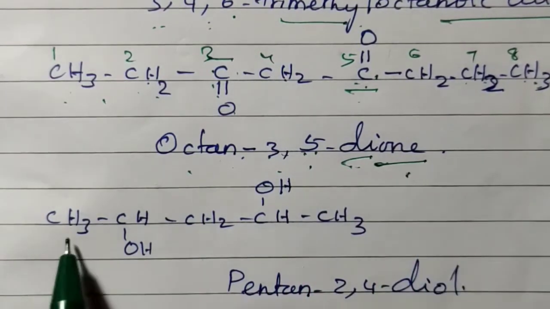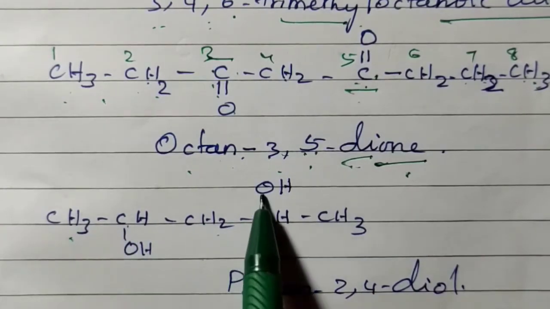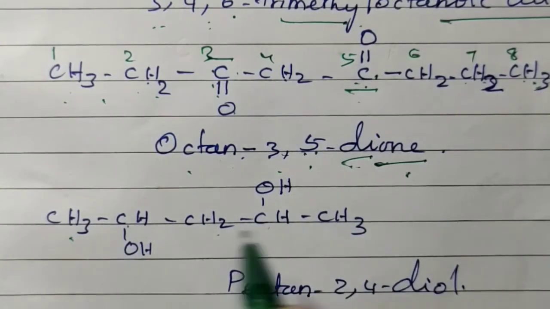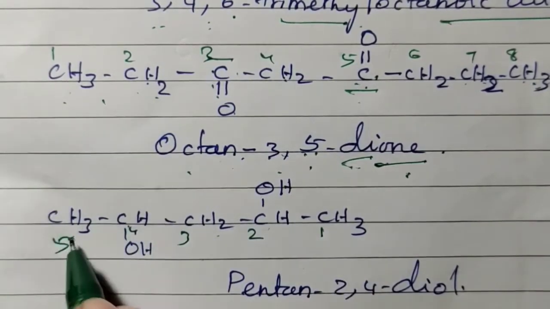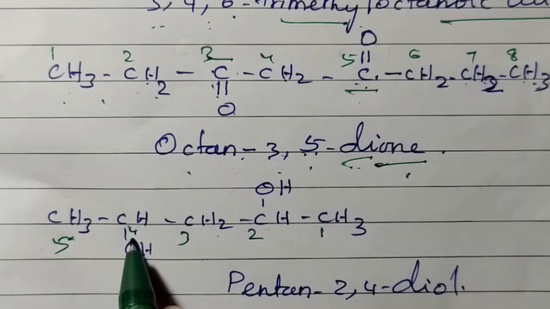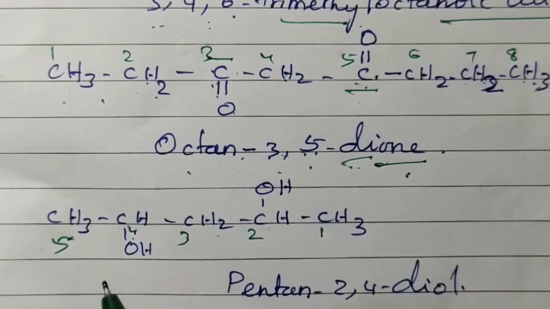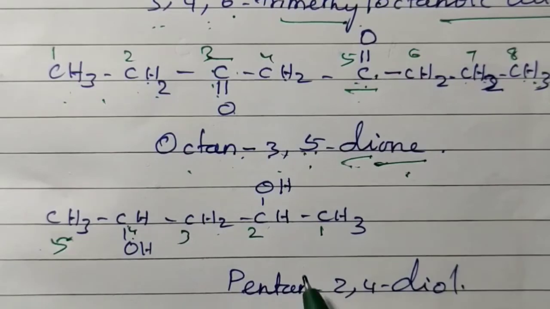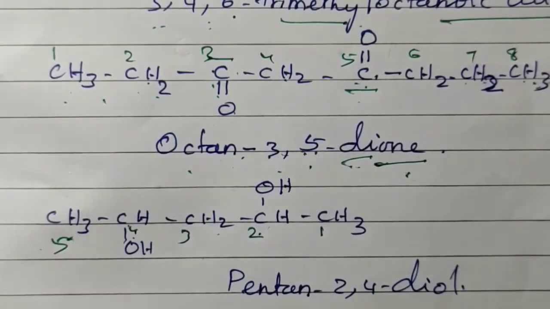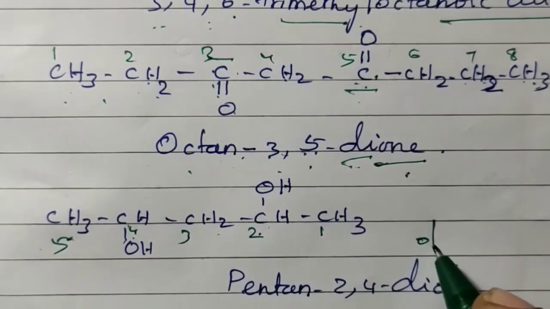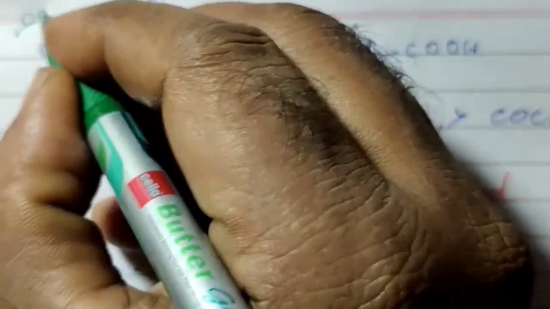Similarly, this compound: CH3, CH, OH, CH2, CH, OH, CH3. So we have to give numbers. If you give numbers from this side, 1, 2, 3, 4, 5. If you give from this side also, 1, 2. So it's the correct way of numbering. 5 carbon atoms, so pentane. Remove that last E, but the second and fourth carbon atoms have OL, alcohol. So diol.